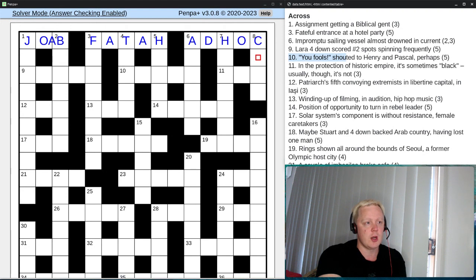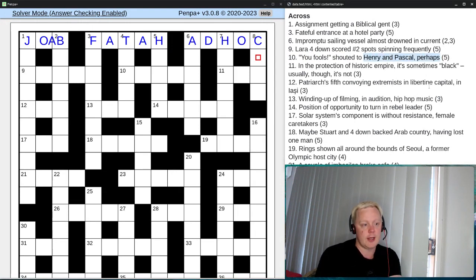You fools, shouted to Henry and Pascal, perhaps. Now Henry, if you see Henry in a cryptic crossword, often it's H, and the reason why it can be H is that the henry is a unit in the metric system, and its abbreviation is H. Pascal is also a unit, and its abbreviation is PA. But we don't need H and we don't need PA here. We need the fact that these are units. So Henry and Pascal are examples of units.